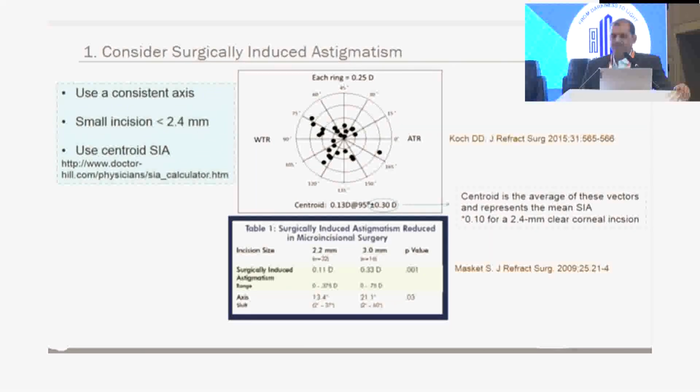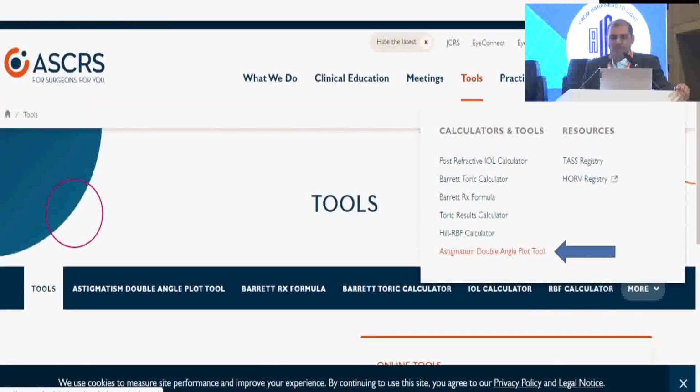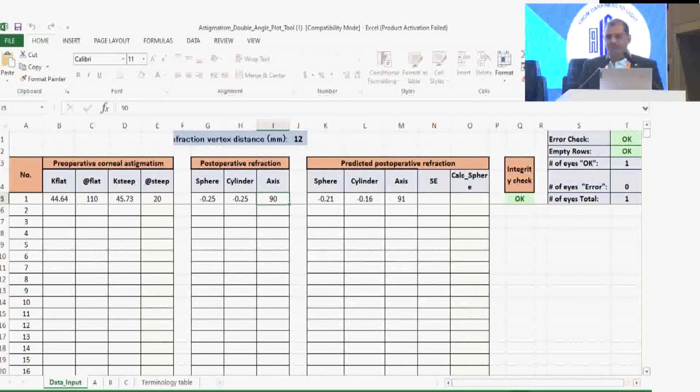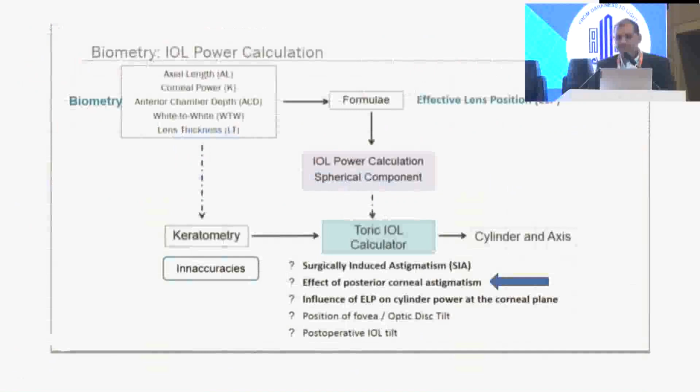And the 0.01 is considered for a 2.4 millimeter clear corneal incision. For 2.8, Dr. Douglas Koch is saying that it is 0.12 or 0.13. But if you want to get your own SIA centered value, you can go to the ASCRS website. Astigmatism double angle plot is available over there. You can put in your data and you can get your centered value.